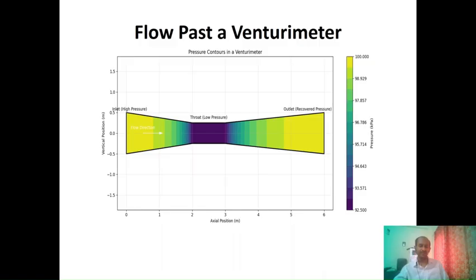Since you know the pressure at various points, you can calculate velocity in terms of the pressure again, similar to the pitot tubes. So that's it for the lecture.